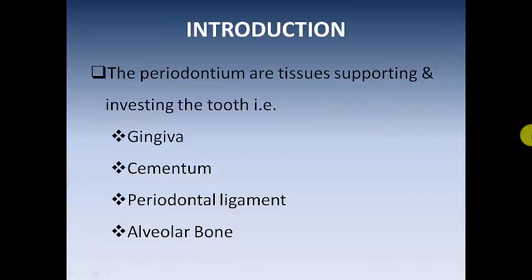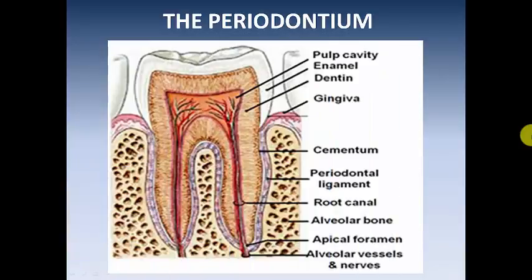So, periodontium are the tissues supporting and investing the tooth. You have the gingiva, the cementum, periodontal ligament, alveolar bone. You can see this here. You can see the pulp cavity, the enamel, the dentine, the gingiva, cementum. You can see alveolar bone that we mentioned earlier, and the vessels.